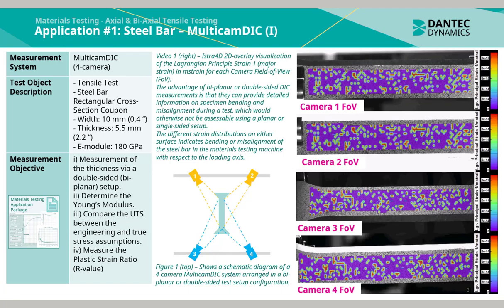The advantage of biplanar or double-sided DIC measurements is that they can provide detailed information on specimen bending and misalignment during a test, which would otherwise not be accessible using a planar or single-sided setup. The different strain distributions on either surface indicate bending or misalignment of the steel bar in the materials testing machine with respect to the loading axis.